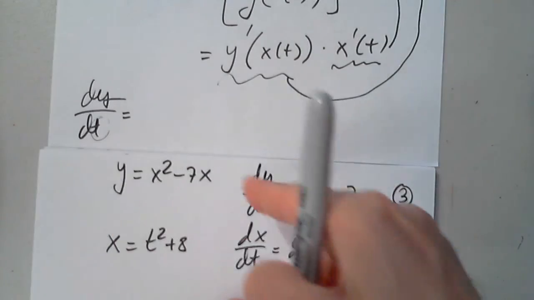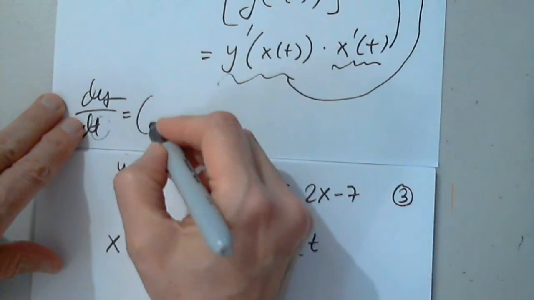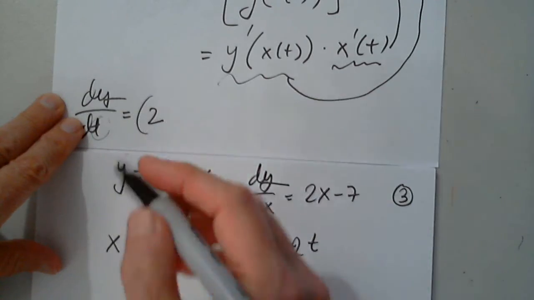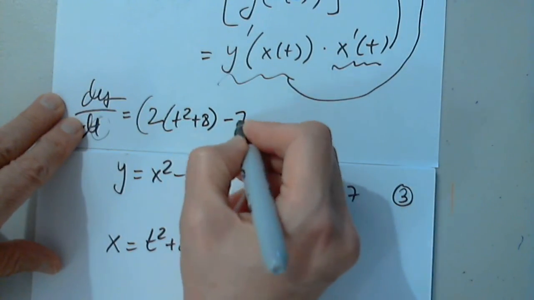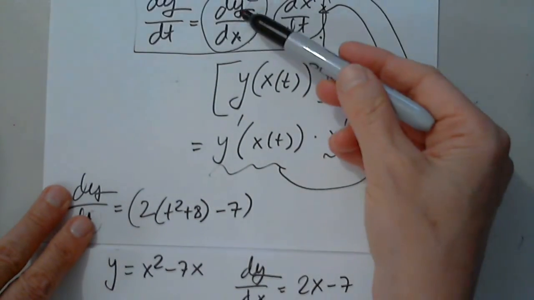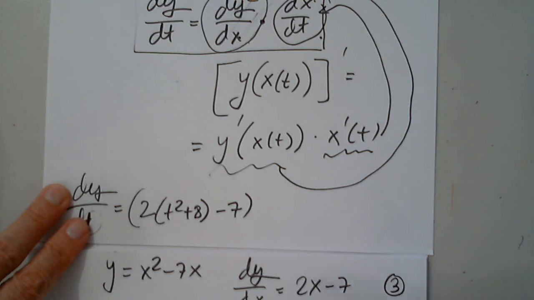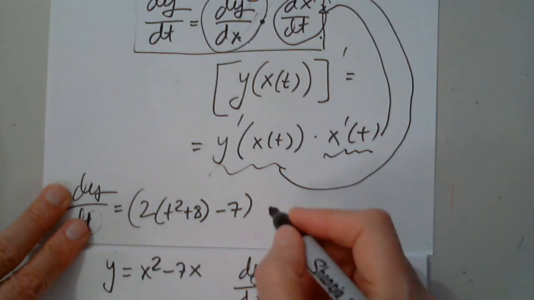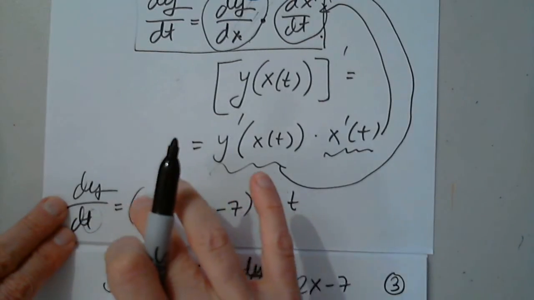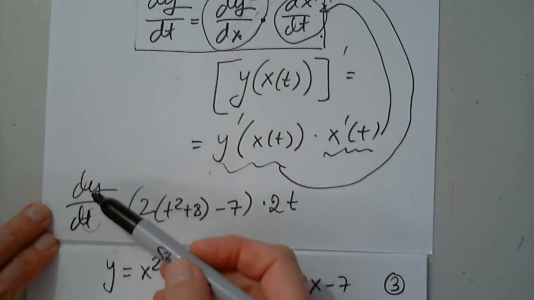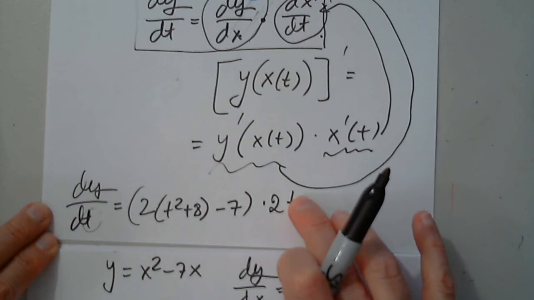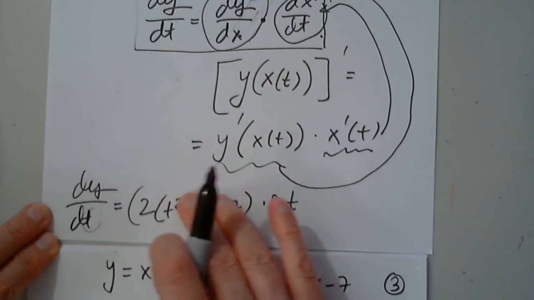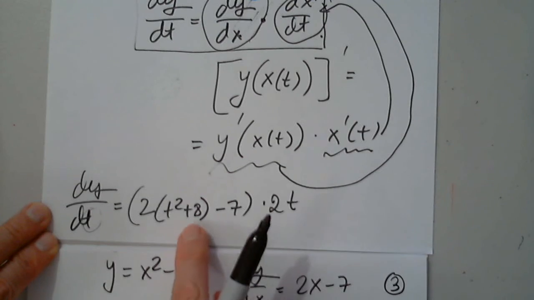So I cannot simply write 2x minus 7. I have to write 2 times (t squared plus 8) minus 7. So now this is dy over dx, 2 times the given x minus 7. And now I multiply by dx over dt, which is times 2t. The answer has to have only one variable, dy with respect to t, only one variable. I cannot plug in 2x minus 7 in here. I have to replace x by t squared plus 8.